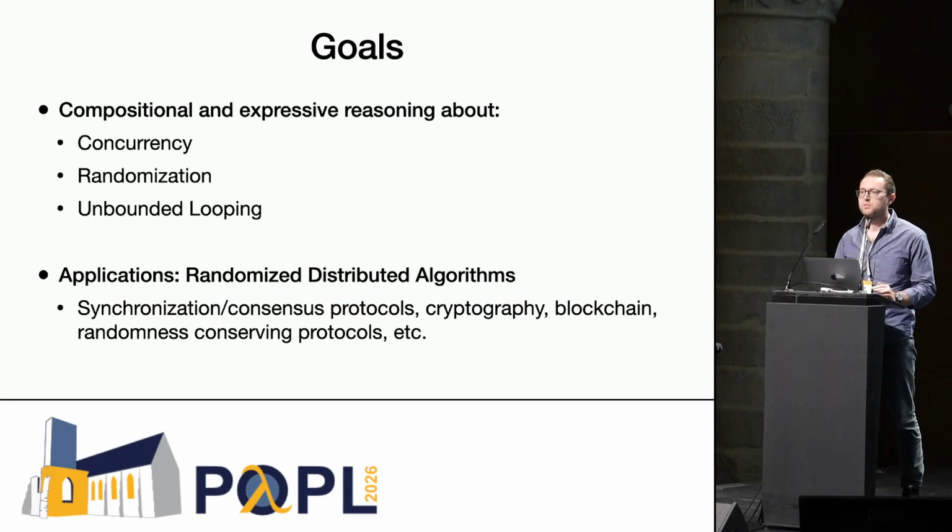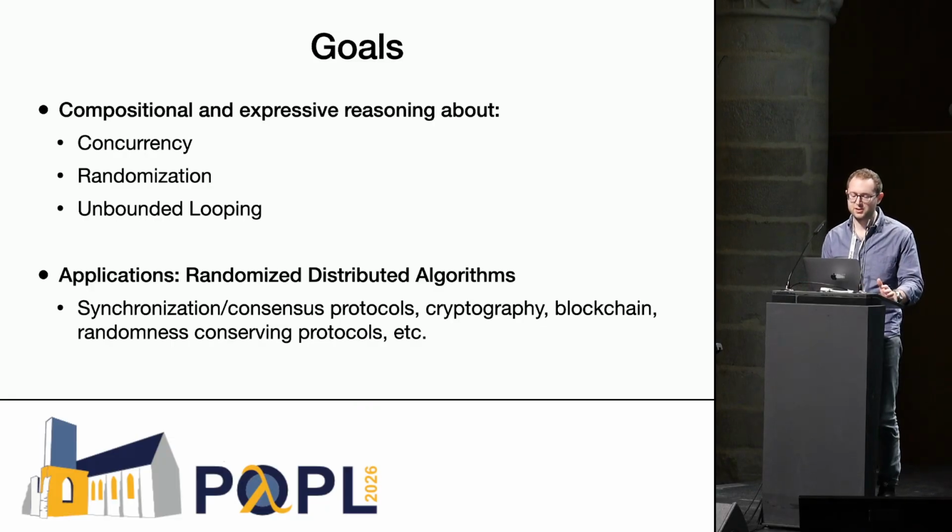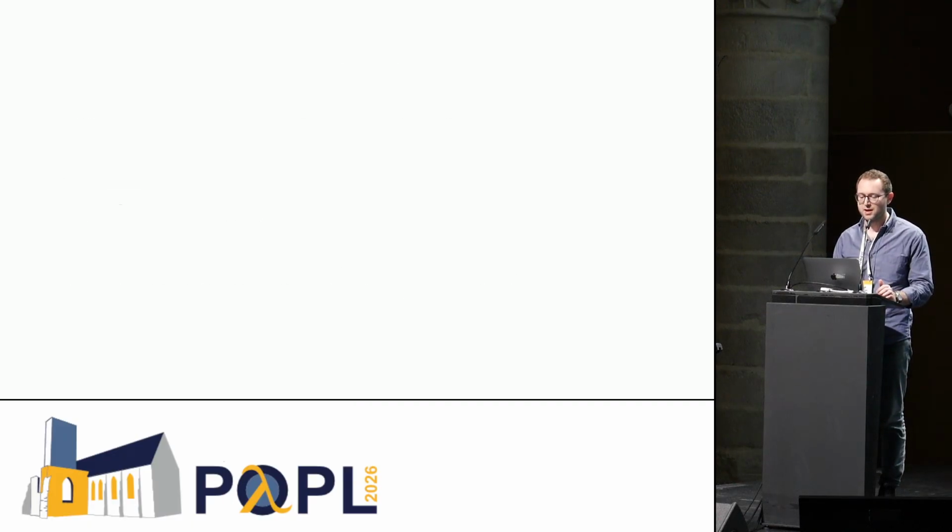Great, thank you for the introduction. So the goals of this paper were to come up with expressive reasoning techniques for the combination of concurrency, randomization, by which I mean discrete probability, and unbounded looping. There are a lot of applications in both security and randomized distributed algorithms. For a long time, randomization has been used to do things in distributed systems that are either difficult or impossible to do deterministically.